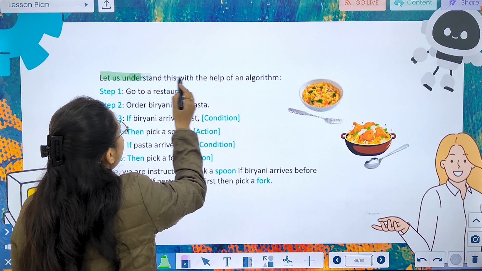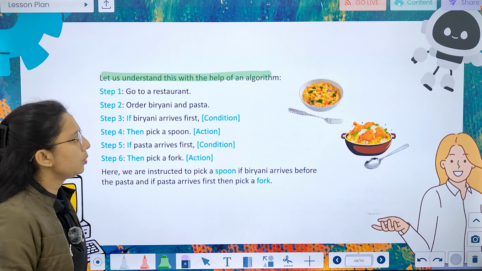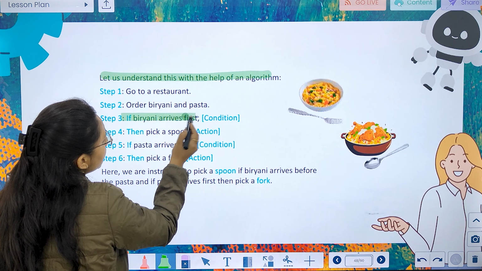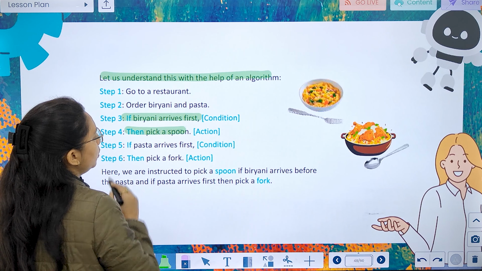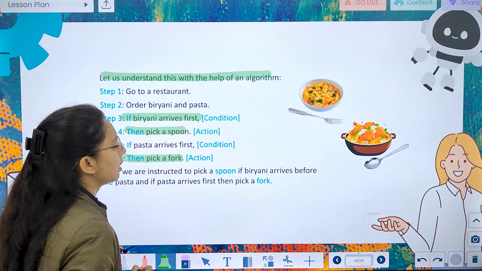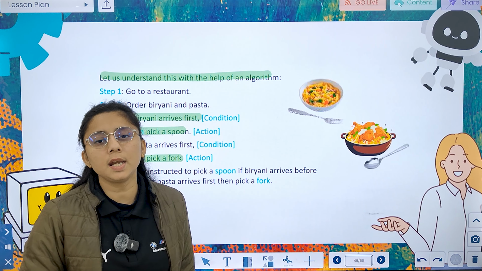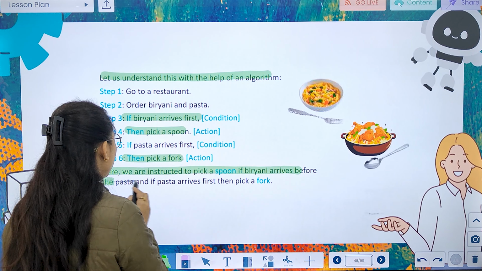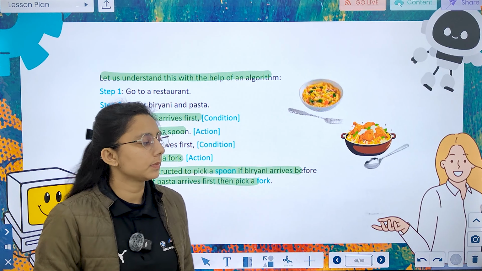Next, let us understand with the help of an algorithm. Say we go to a restaurant and we have ordered biryani and pasta. If biryani arrives first, that is the condition, then pick a spoon, which is the action. If pasta arrives first, that is the condition, then pick a fork. So, it is based on condition and action. Here we are instructed to pick a spoon if biryani arrives before the pasta, and if pasta arrives, then you will pick a fork.